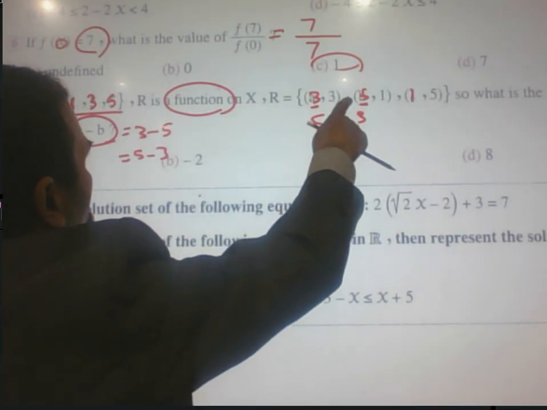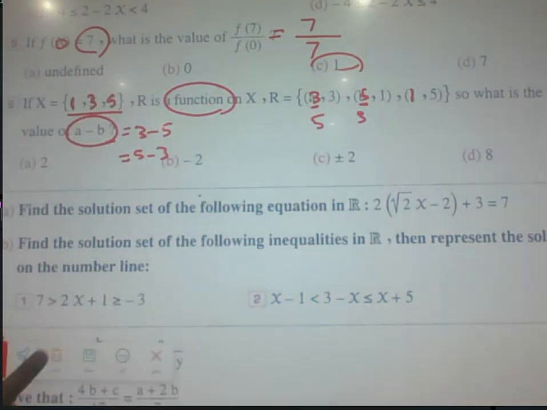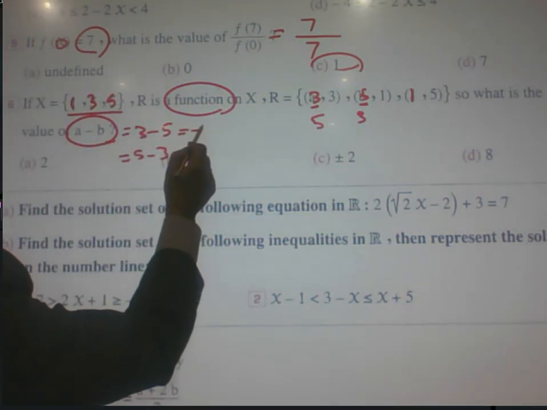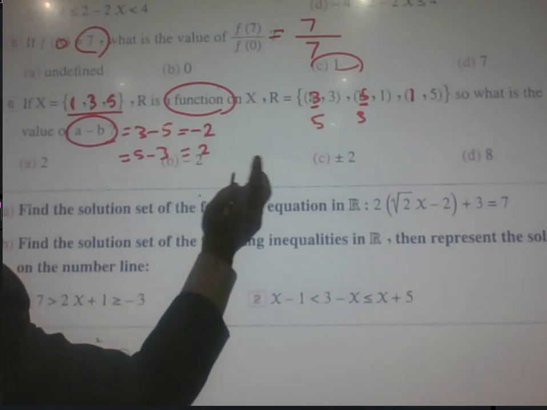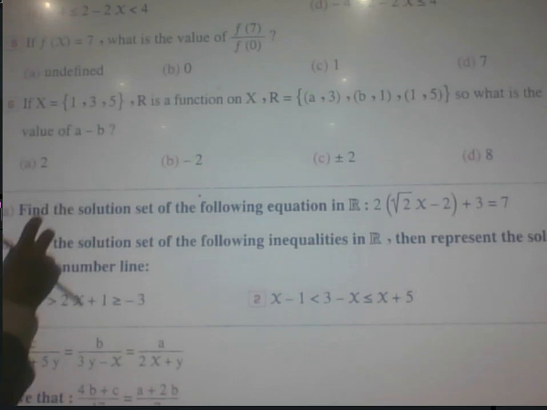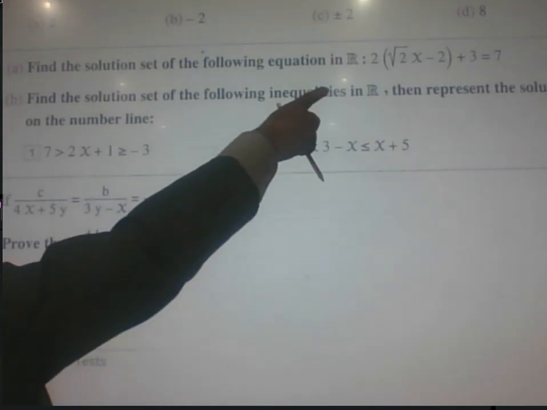When A equals 3, the value of B equals 5. When A equals 5, the value of B equals 3. Then we have two solutions for this expression. A minus B equals 3 minus 5, which is negative 2, and 5 minus 3 equals 2. Then we have positive or negative 2, two solutions for this expression. Find the solution set of this equation in real numbers.